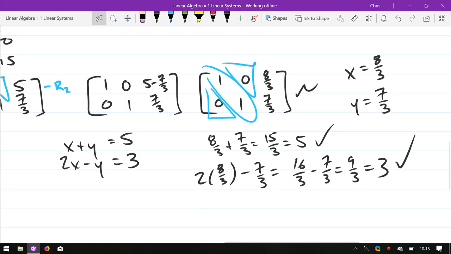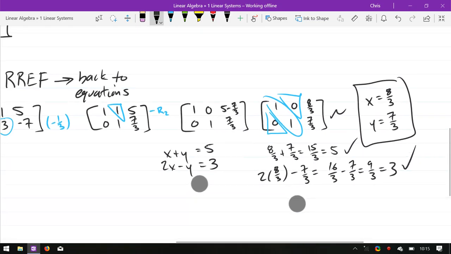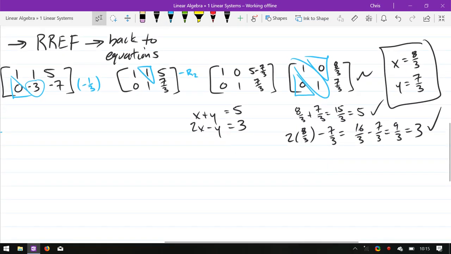So both of them plugged in and worked. So we should be, well, not should be, we are finished with this problem. That is x and y right there. Okay, so that was a 2x2 system. You can do this in fewer steps, in fewer row operations. I did an intermediate step, so it can be done in fewer row operations than we did right here.